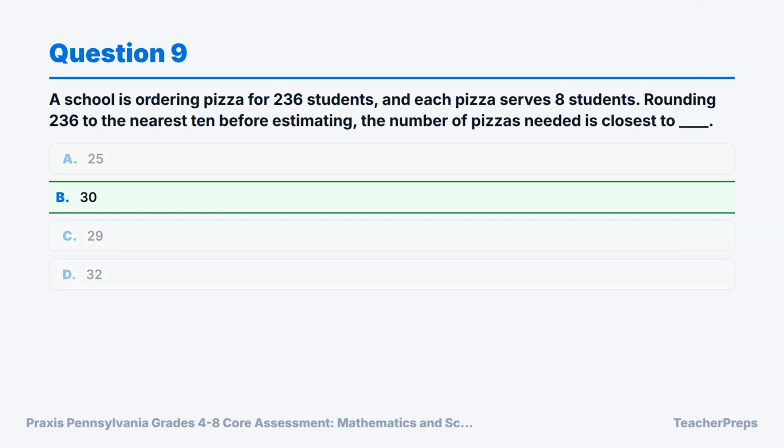The correct answer is B, 30. Rounding 236 to the nearest 10 gives 240, and 240 divided by 8 is equal to 30 pizzas.